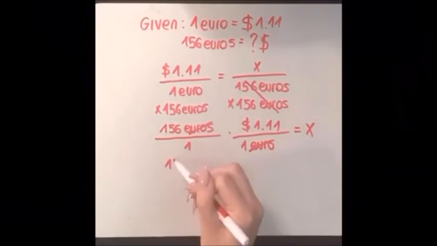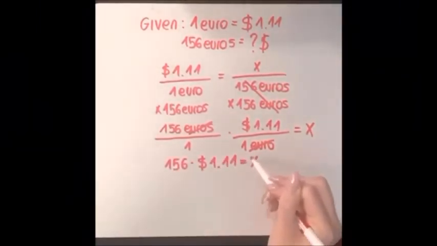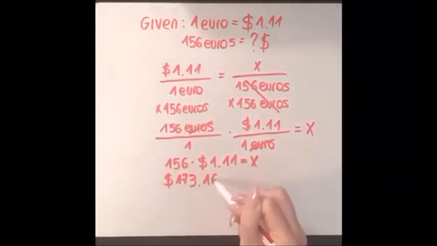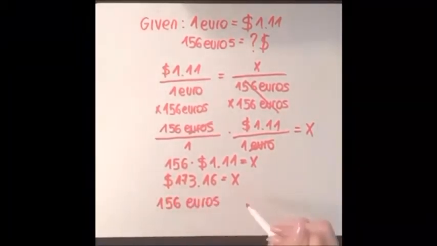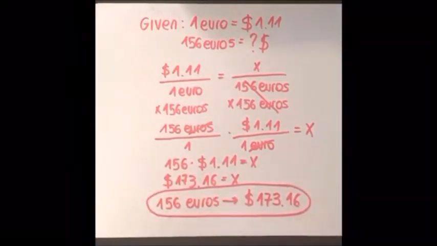Now you cross out the euros to get dollars by itself and end up with 156 times $1.11 equals x. That equals $173.16 equals x. So 156 euros is the same as $173.16.